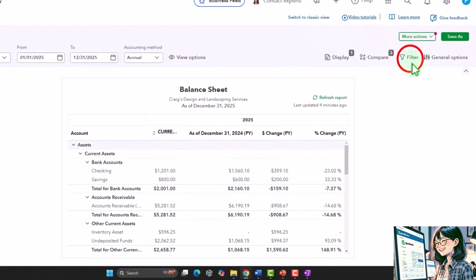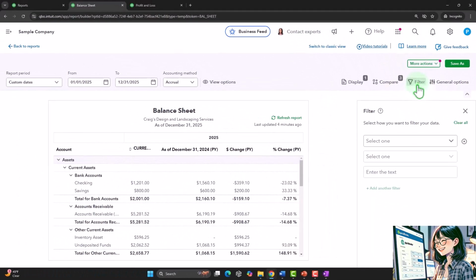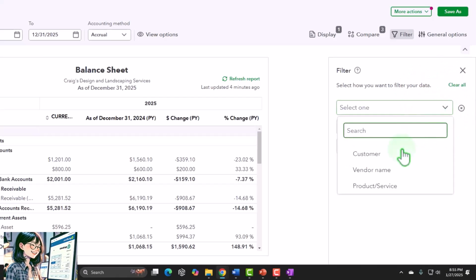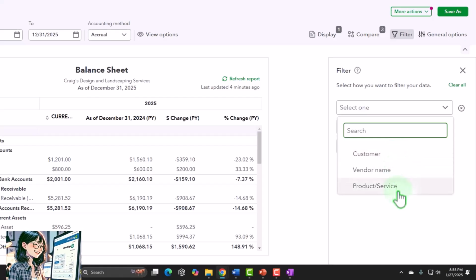Let's close that out. We've got our filters up top. Now, usually the filtering options are what you're going to use on transaction detail reports, but it'll give you your filtering options up top here, and vendors, and so on and so forth.